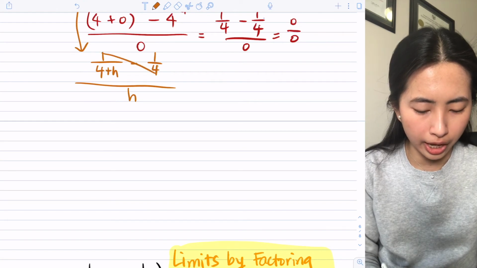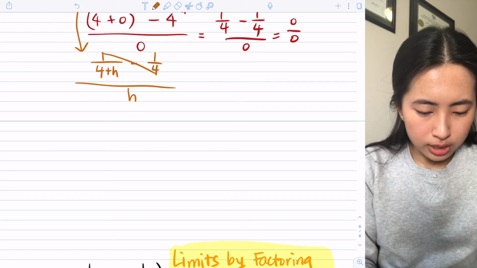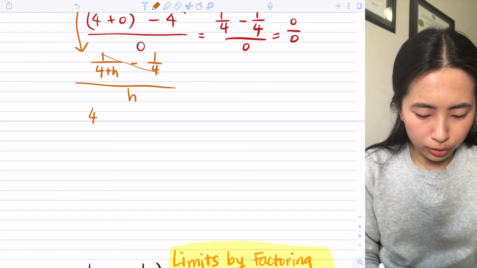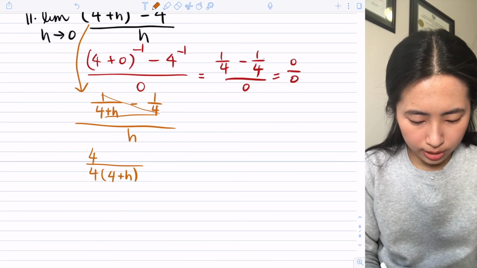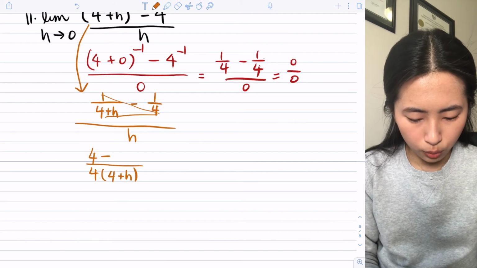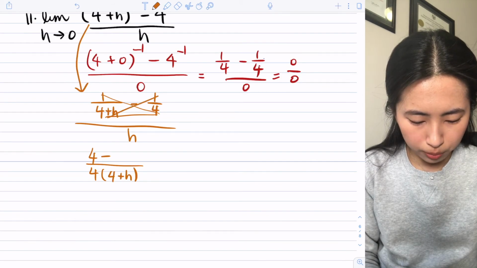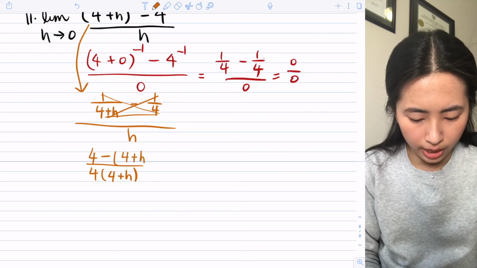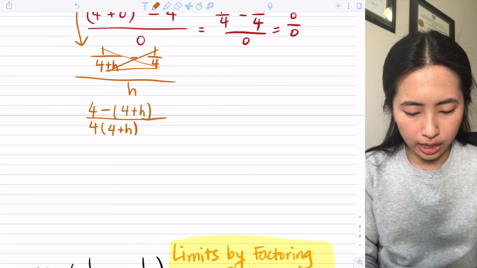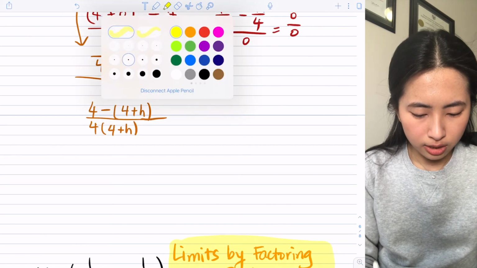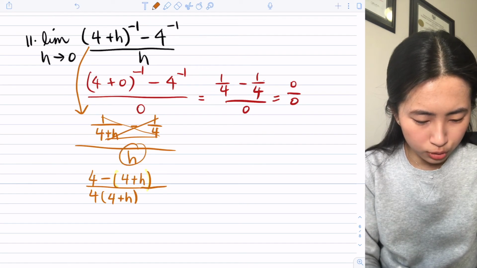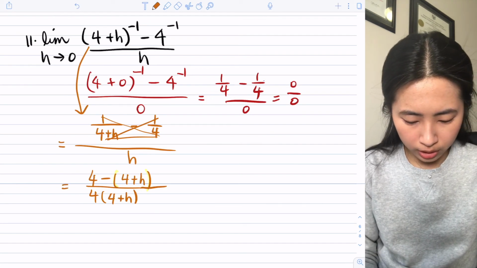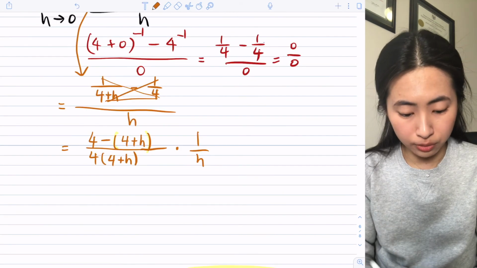So all we have to do is multiply 1 times 4, so this becomes 4. And then we multiply our denominator, which is going to be 4 times 4 plus h. And then we do have this subtraction symbol in between, so we would have to multiply 1 times 4 plus h. Make sure you distribute the negative sign into each of your terms. That's why it's important to have this bracket over here. And also don't forget, we still have that h over here in our denominator, so make sure you write the reciprocal in terms of 1 over h. And then we can simplify our terms.